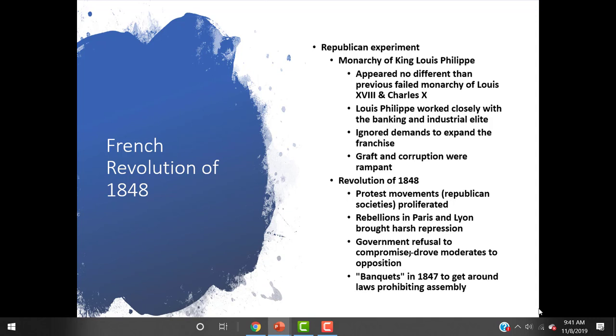So there were protest movements. Rebellions in Paris and Lyon, and of course the government used the military to harshly suppress them. The government seemed to refuse to compromise in any way, and all it's doing is driving the moderates into the opposition camps. So to get around the laws prohibiting assemblies, they would have big banquets, which I thought was quite amusing.